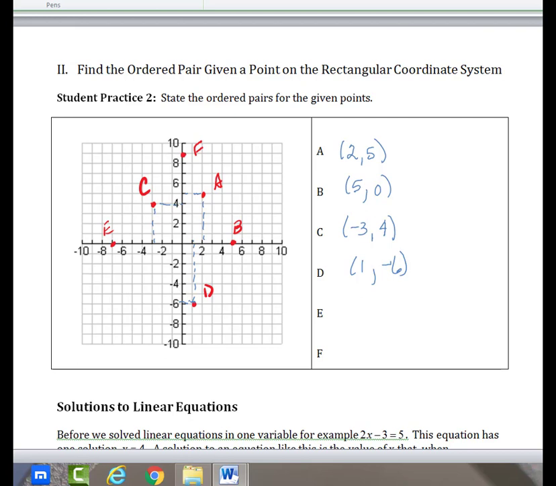For E, we're on the y-axis, so anytime you're on the y-axis, you know the x-coordinate is 0 because you didn't go left or right. And we're at -7 on the y-axis.